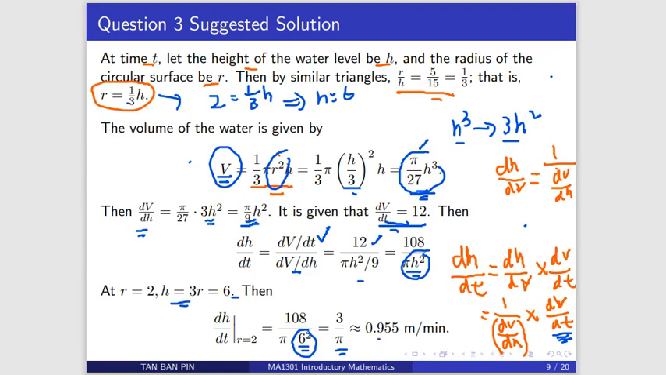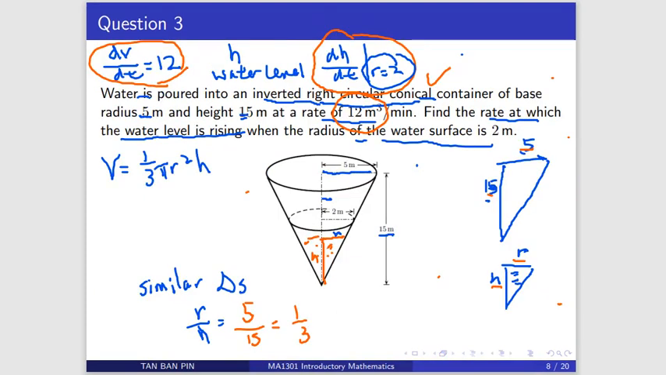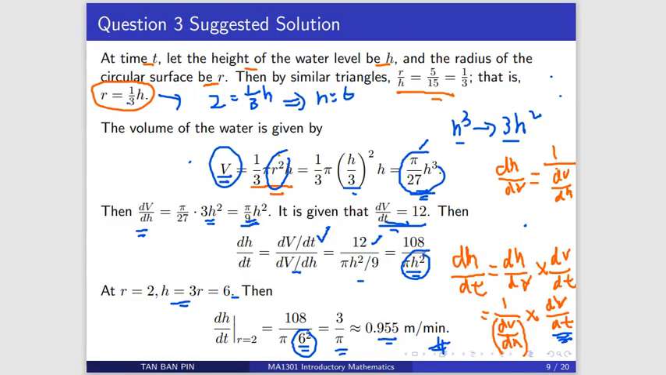And you can change it to decimal, which is 0.955. The height and radius are all given in meters, so the rate of water level rising should be in meters per minute.